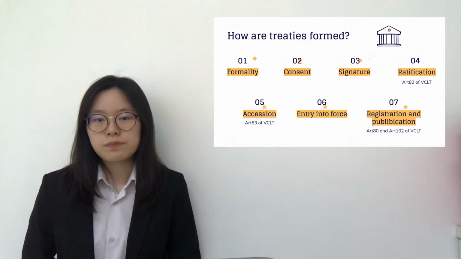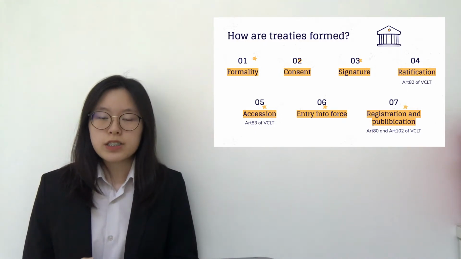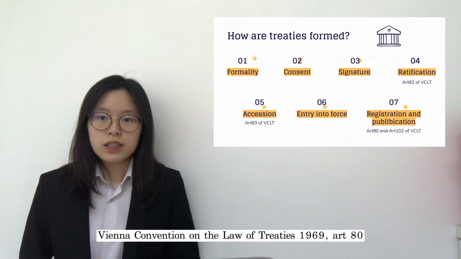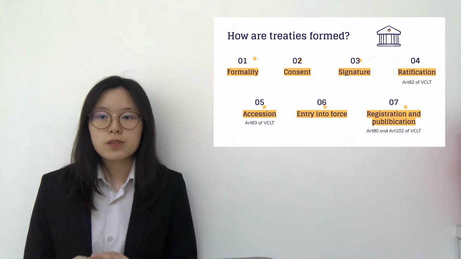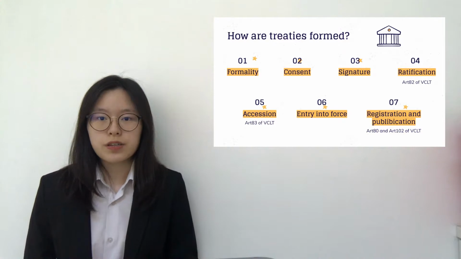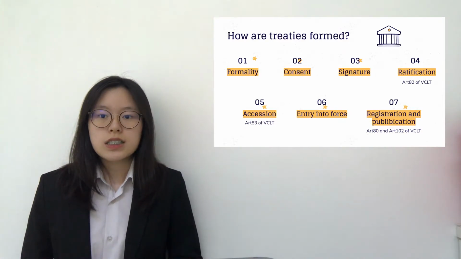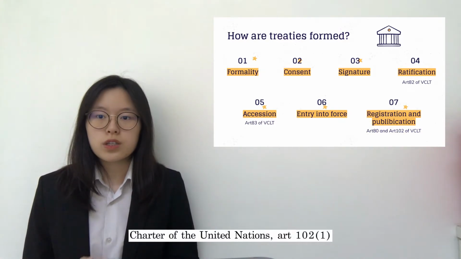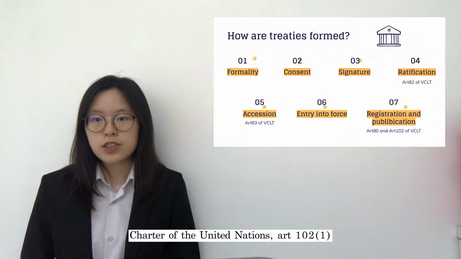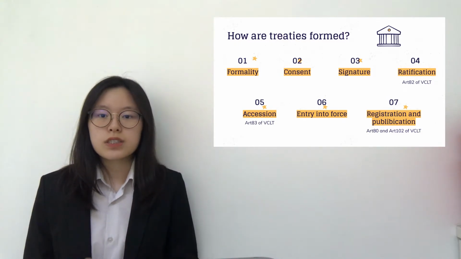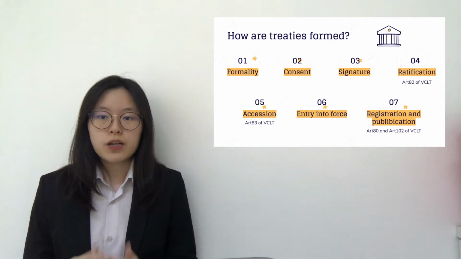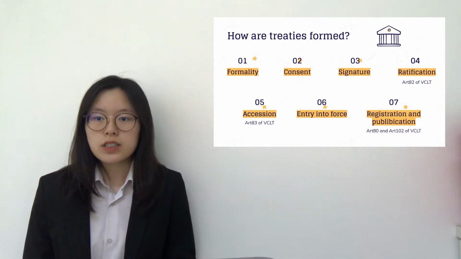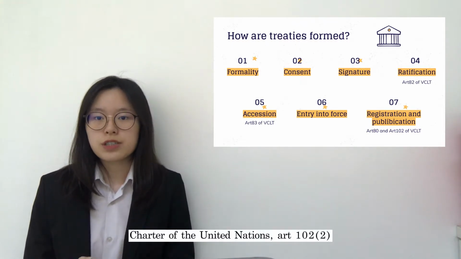As for registration and publication, Article 80 of the Vienna Convention states that all treaties must be registered with the Secretariat of the United Nations. This is in line with Article 102, Clause 1 of the Charter of the United Nations. However, failing to do so does not invalidate the treaty, but parties to it cannot invoke any organs of the United Nations to enforce the treaty, as shown in Article 102, Clause 2 of the Charter of the United Nations.